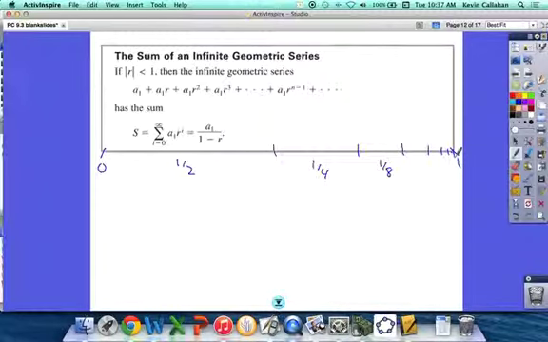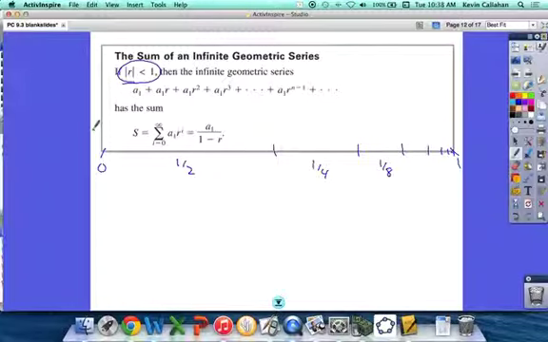Okay, so the circumstances when you can do that are when the R is less than 1. Specifically, if the absolute value of R is less than 1. So if the R is 1/2, that's good. If the R is -1/2, that's good. If the R is -2, that's not good. In that case, the absolute value of R is not less than 1. R is less than 1, but those terms are going to get bigger. They're just going to be switching signs as they do.